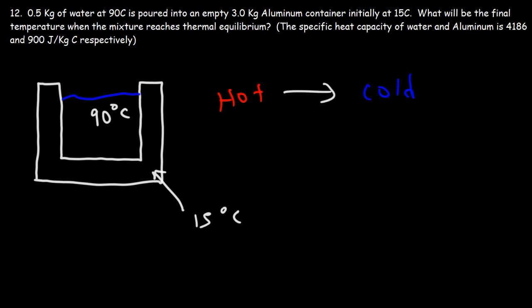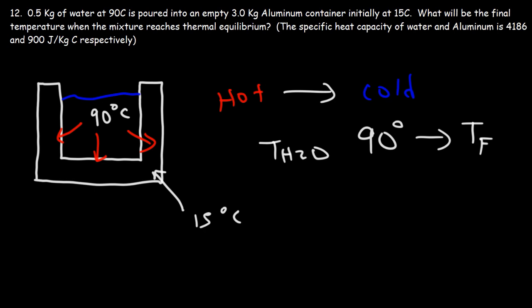So heat is going to flow from the water to the surrounding container. Now, the temperature of the water is initially 90. As heat is released from the water, the temperature will decrease to some final thermal temperature. The temperature of the aluminum container is 15. As it absorbs thermal energy, the temperature will increase to TF.